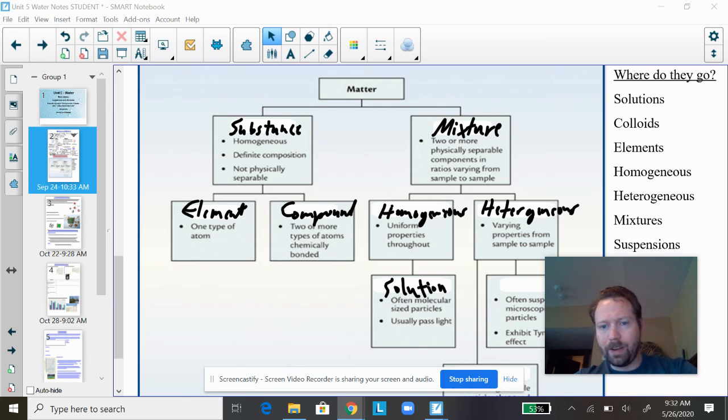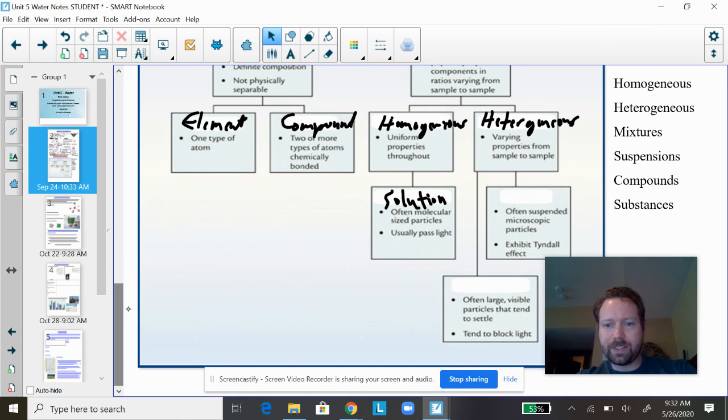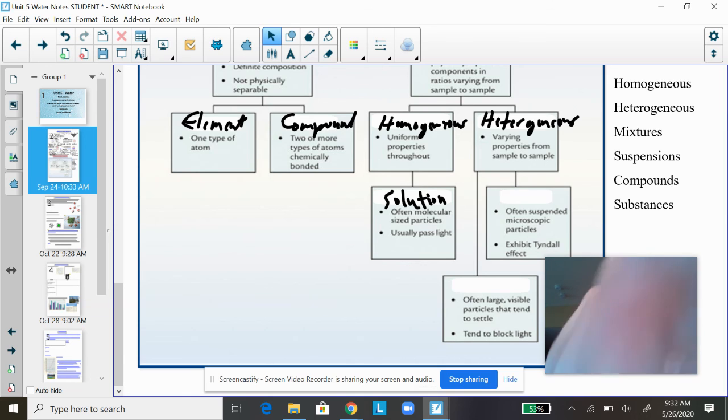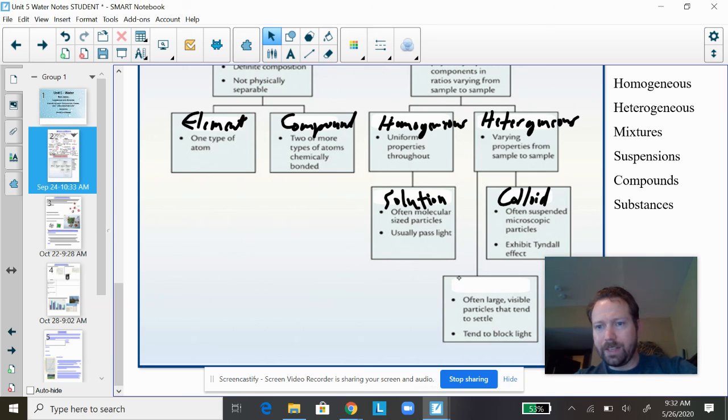And then you have another type, which is showing the Tyndall effect. This would be a colloid. And the last one is a suspension with the largest particles. Okay, and that's it for substances and mixtures.